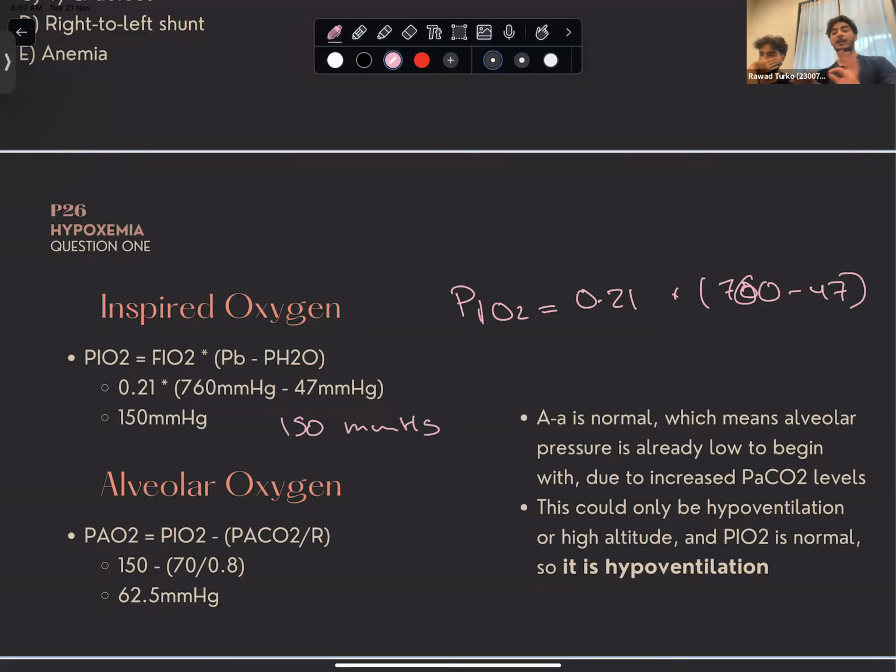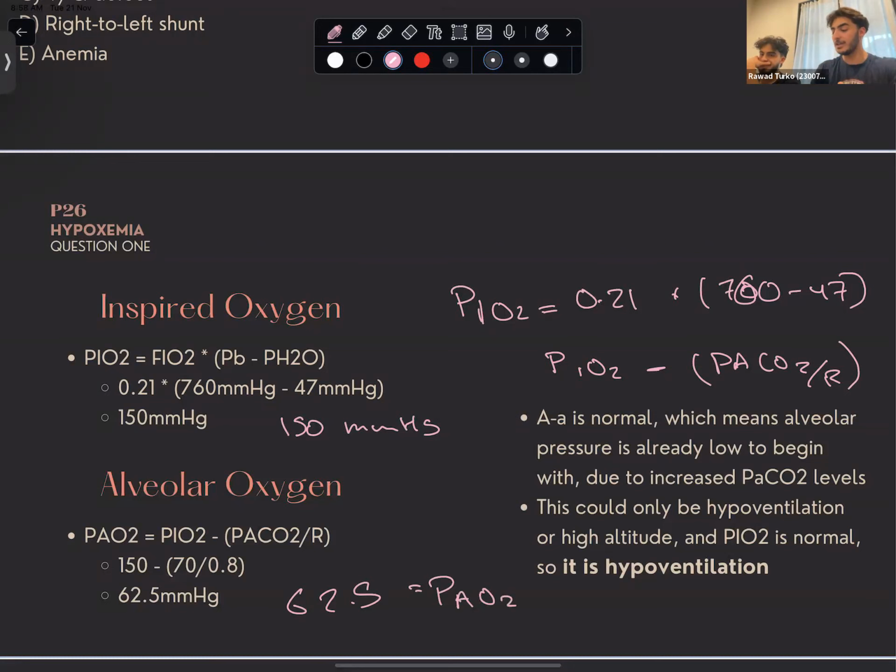Okay, then you get the alveolar oxygen. And one of you guys said the formula a while back, but it is PiO2 minus PaCO2 over R, where PA, alveolar or arterial, is negligibly different, because remember, the difference between those two is very, very little, so we consider it the same. And R is 0.8, so you input the values and you get 62.5. This is PAO2. That's telling you, oh wow, my alveolar oxygen is low.